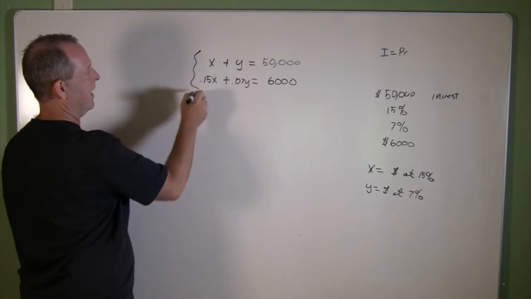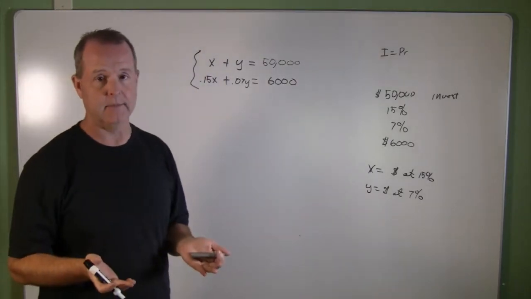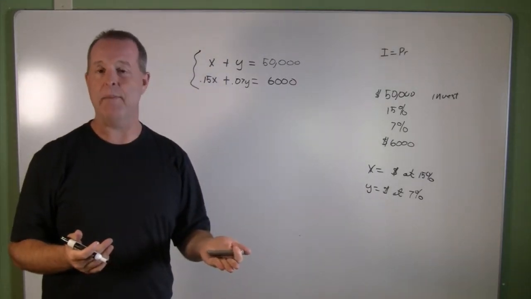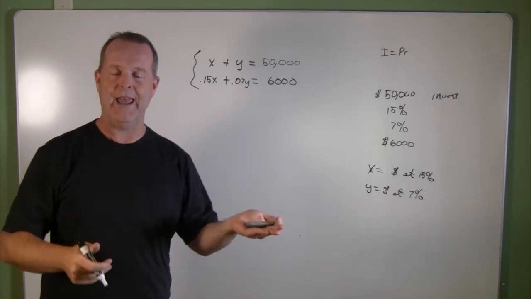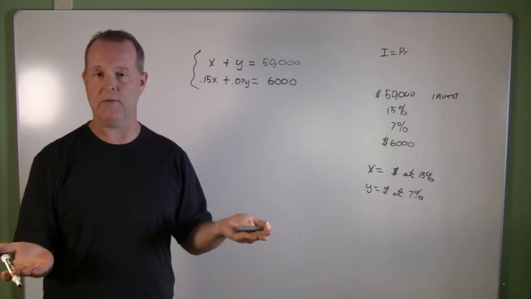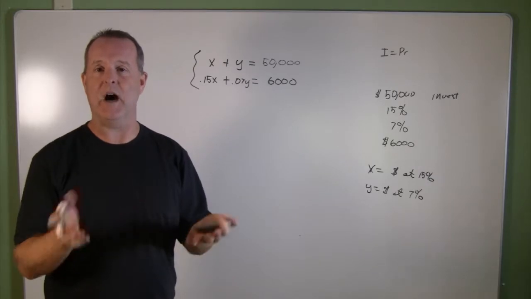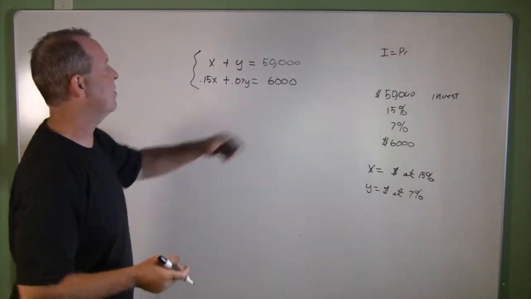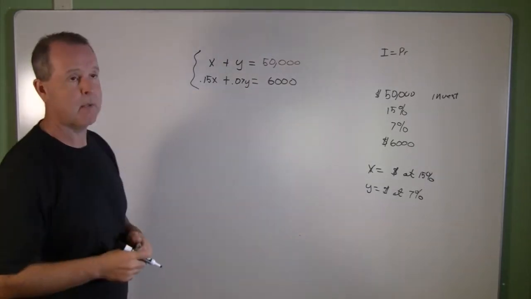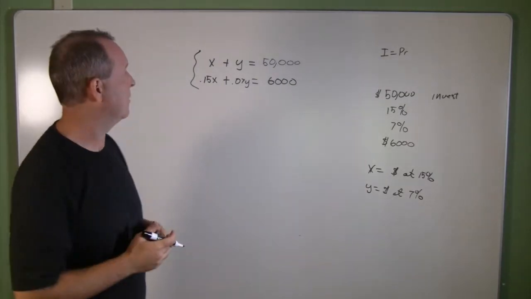And once I was able to do that, I created a system. Two unknowns. How much is she investing in one account? How much is she investing in the other account? And then the interest earned from both of those accounts, what does it equal? So there's my system. Now from there, it's working it through.